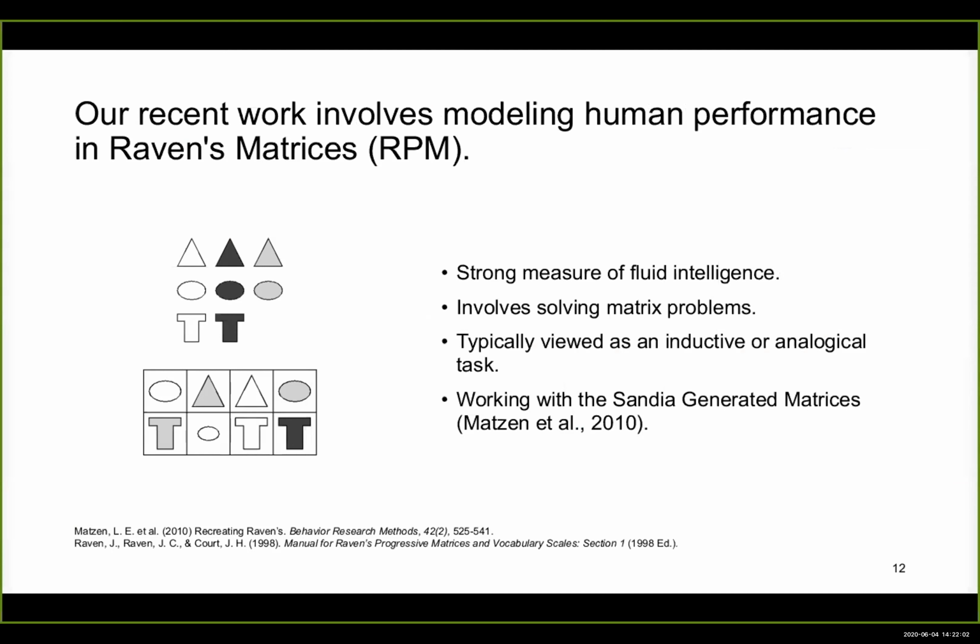We're using Clarion to model human performance on Raven's matrices. This is a psychometric test that's typically used to measure fluid intelligence, and it involves solving matrix problems, which have the general format that you see in this figure. On the top here, you have the matrix proper with a missing bottom right-hand corner. Then you have a set of alternatives and you have to pick the alternative that best completes the matrix. We're working with a specific variant of this general format called Sandia-generated matrices.